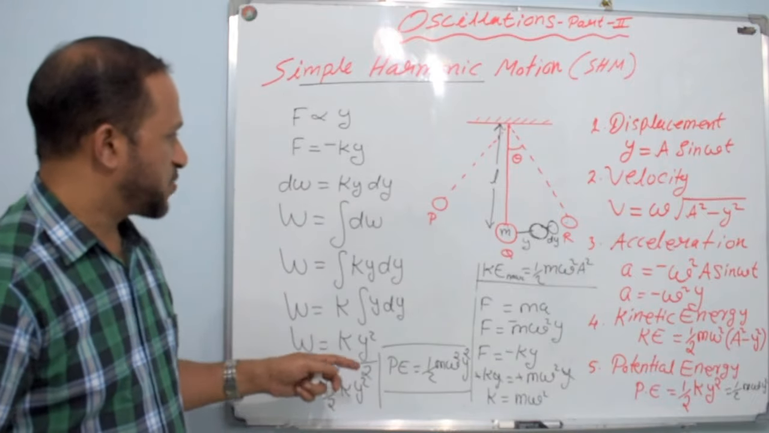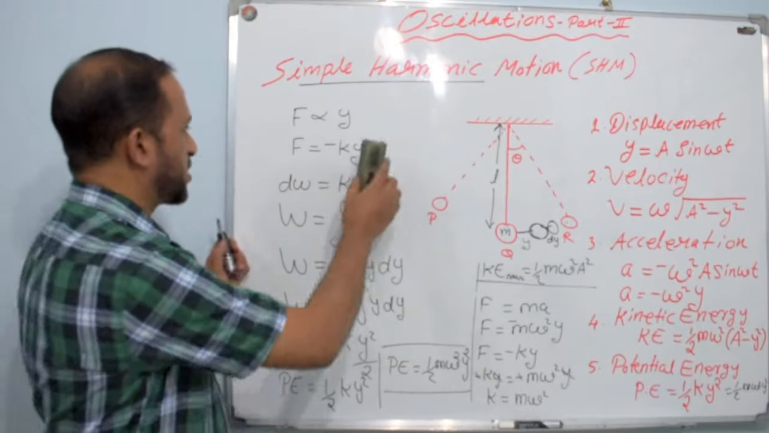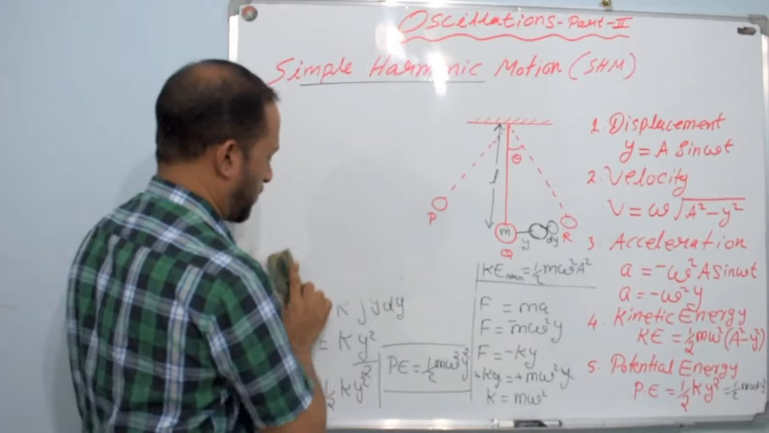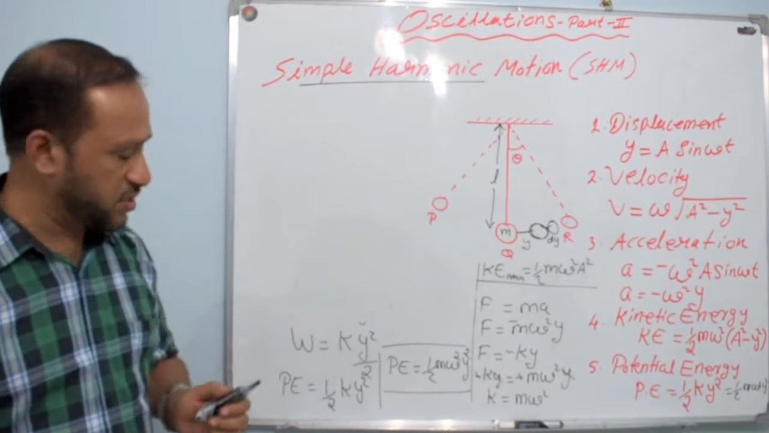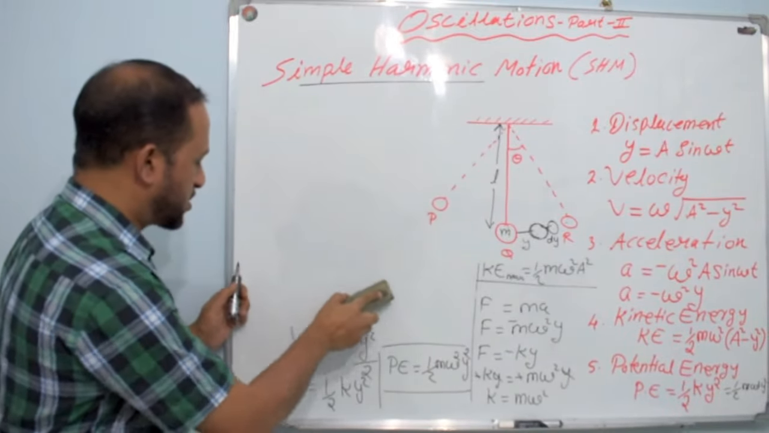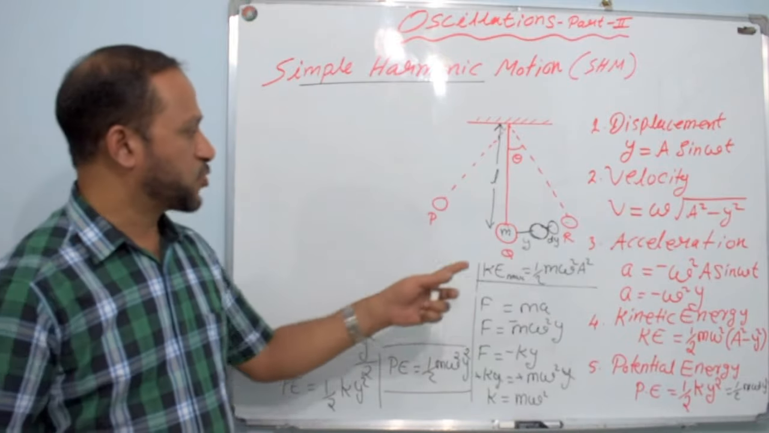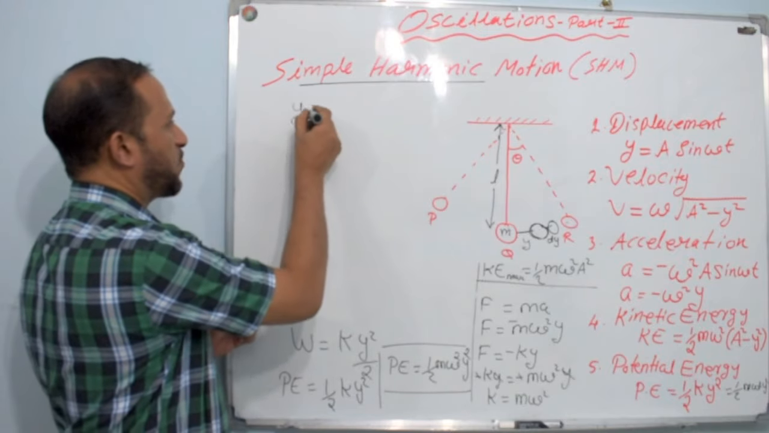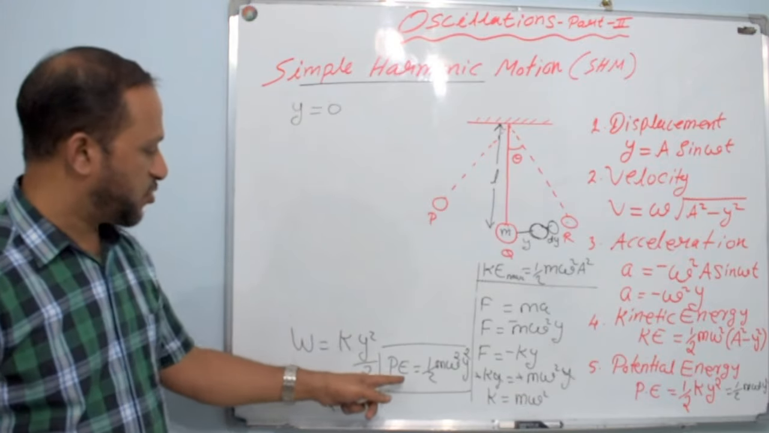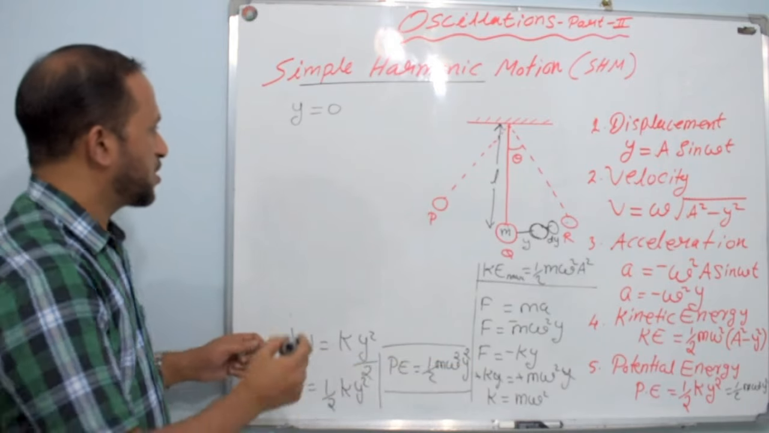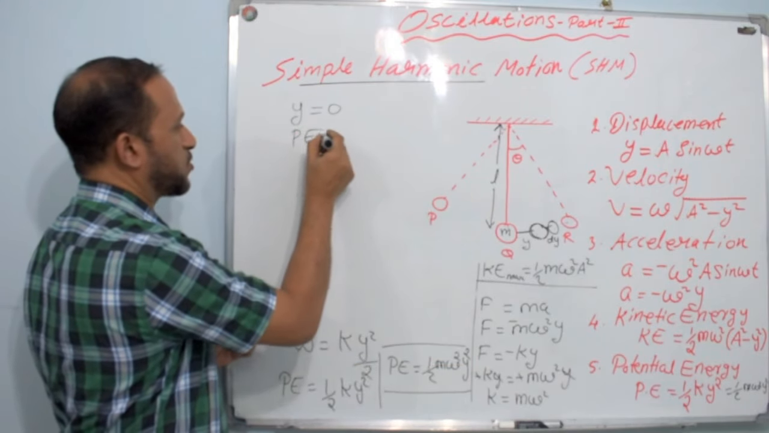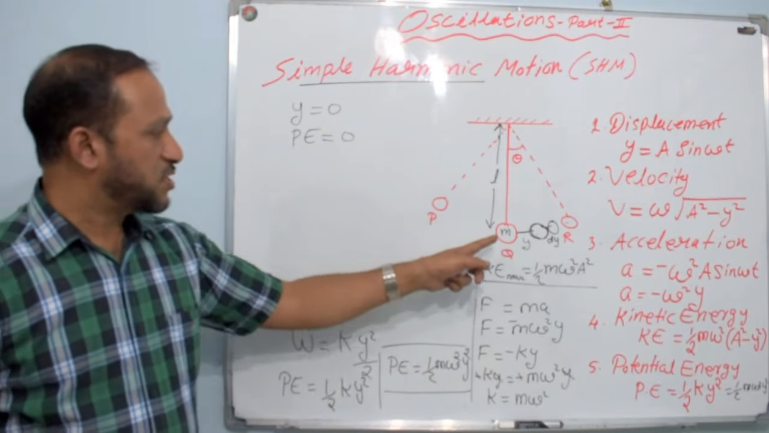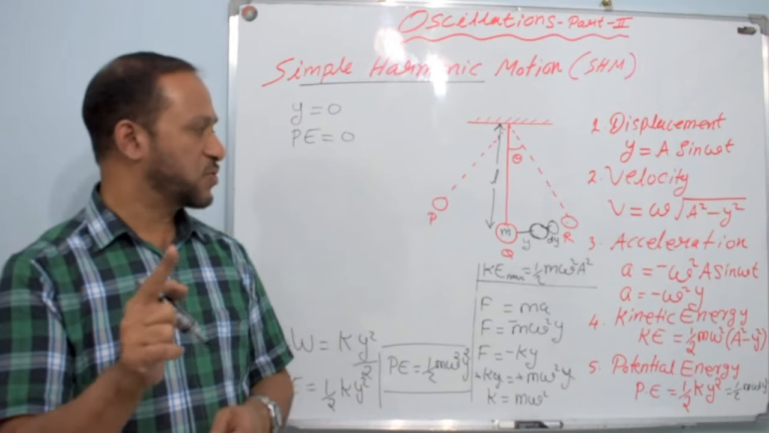Now we apply these special cases. Suppose we are taking points like the mean point, the mean position, the equilibrium point. At the equilibrium point, the displacement y is equal to 0. So in this equation, if I put y equal to 0, then potential energy PE is equal to 0. Means at the mean position, potential energy of the oscillator is 0.